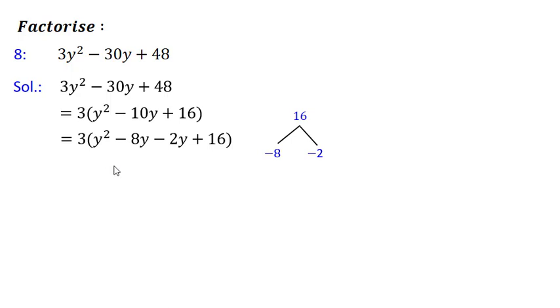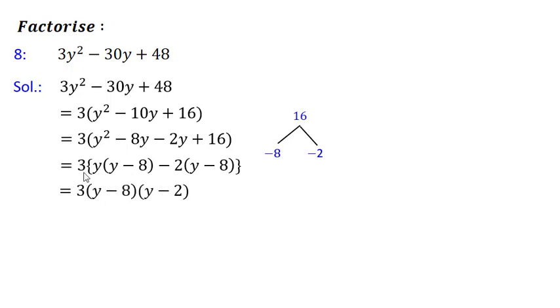Now here you can take y common. So take y common. So in one bracket you have y minus 8. Here to have y minus 8, you take minus 2 common. So after taking minus 2 common, here also you have y minus 8. Now take y minus 8 common. So you have 3 into y minus 8 into y minus 2. So these are the required factors of 3y square minus 30y plus 48.